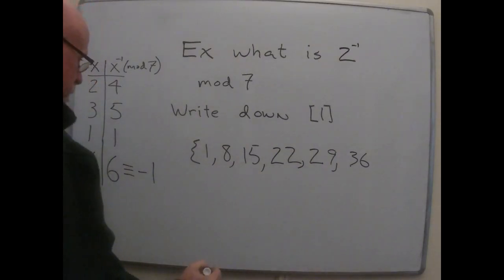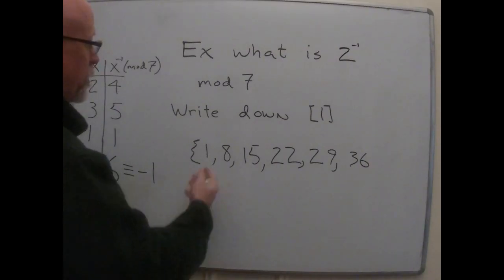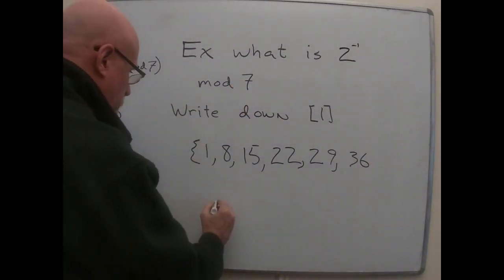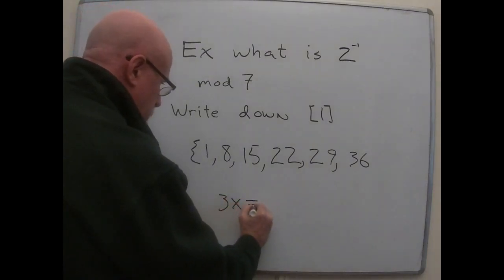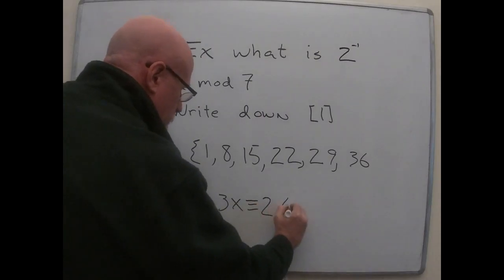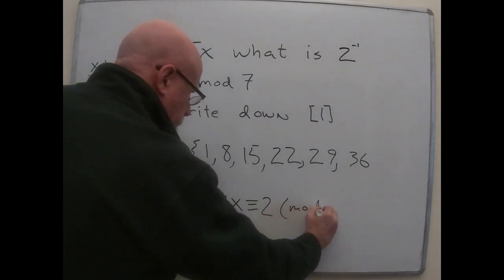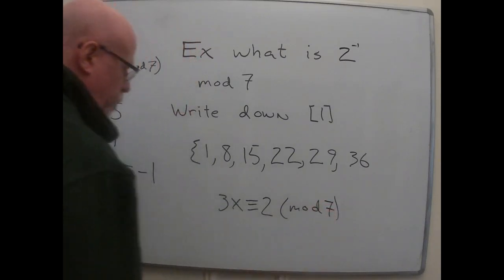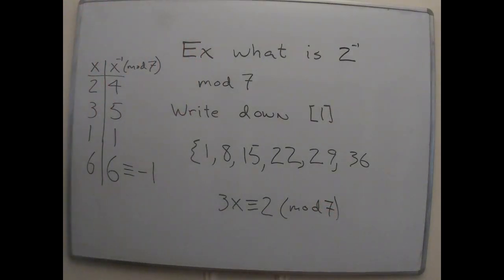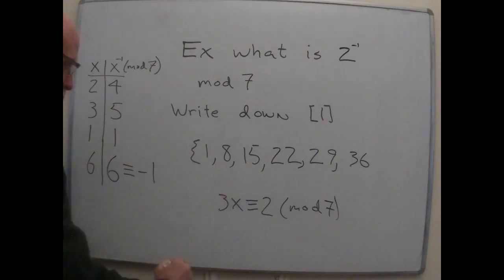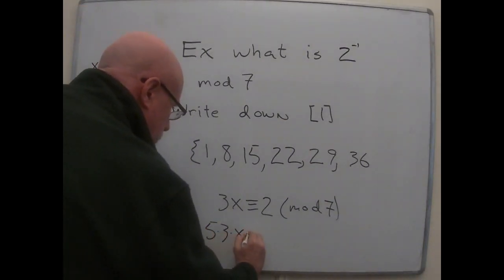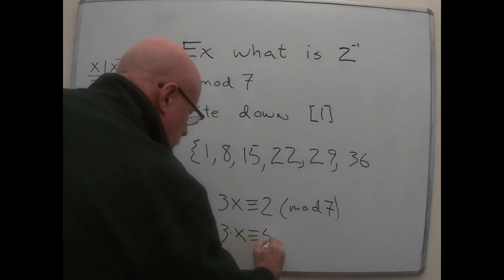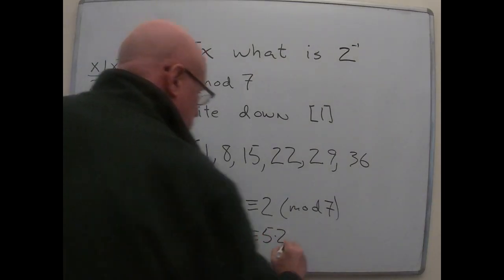Suppose I wanted to know that 3 times x is congruent to 2 in mod 7 arithmetic. I want to solve for x. What I'm going to do is multiply by 3's inverse, which is 5, on both sides of this congruence. So I have 5 times 3 times x is congruent to 5 times 2, all done mod 7.